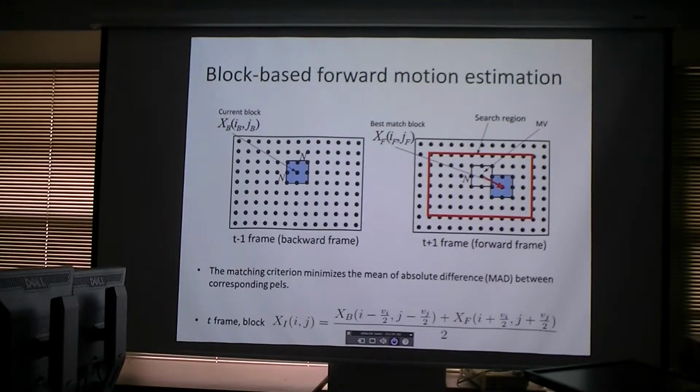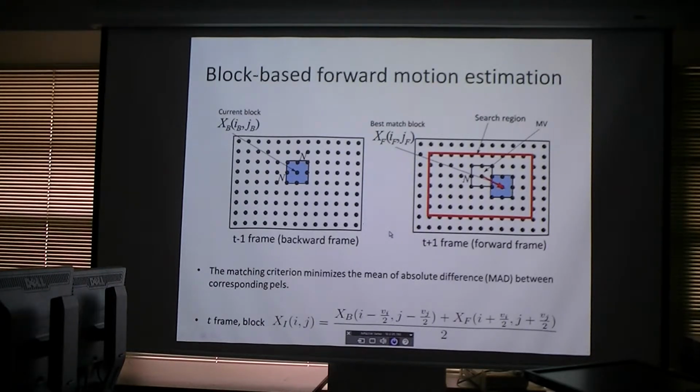How to estimate the motion between two adjacent frames? Here I also talk about the commonly used block-based forward motion estimation. The T frame is also referred to as the backward frame, and the T+1 frame is also called the forward frame. Given a block in the backward frame, we want to find the best match block in the forward frame. Here the right region represents the search region. We enumerate all the candidate blocks in the search region to find the best match block. The best match block has the minimum mean absolute difference between the corresponding pixels. Suppose the best match block of this current block is the blue one. The displacement between the center of the current block and the best match block is called the motion vector, here the right arrow.